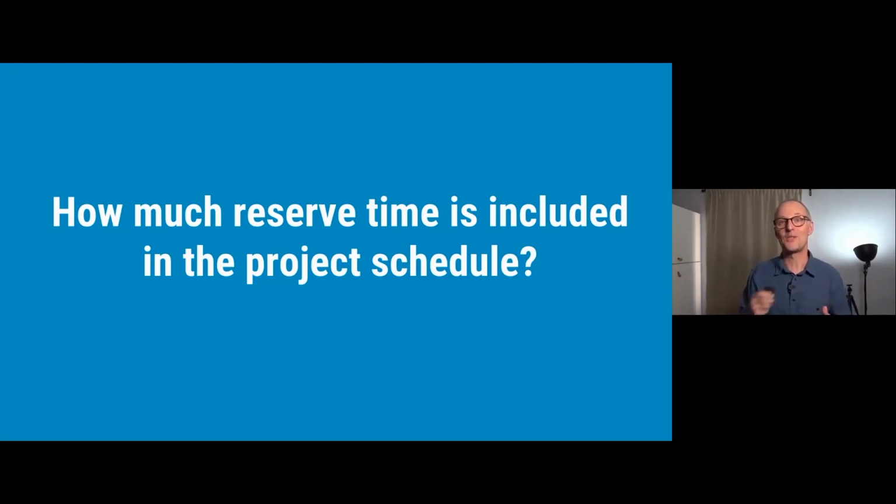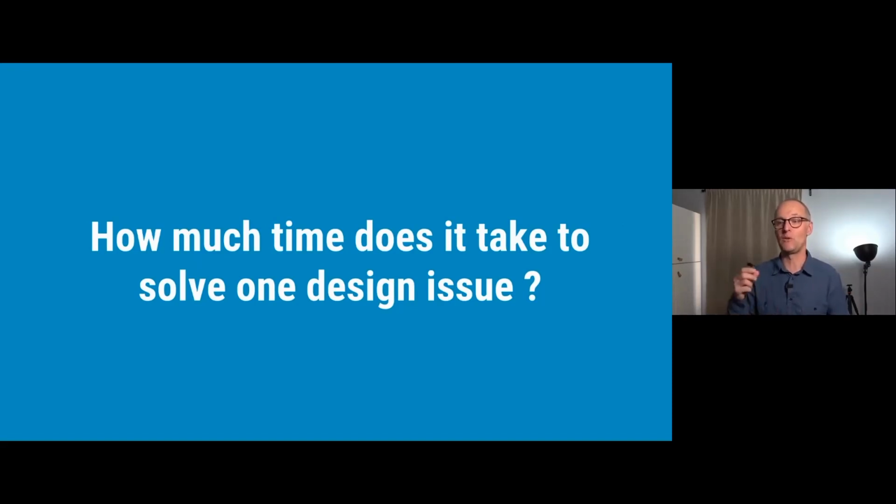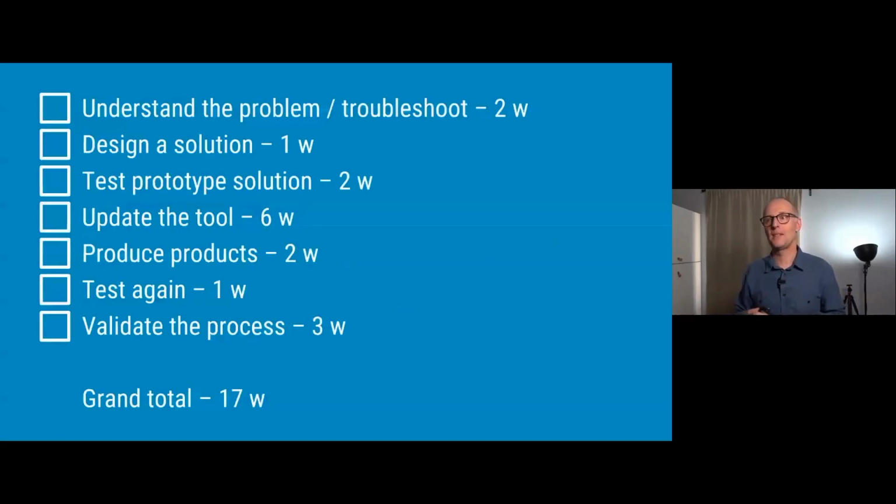And then the next question is, how much time does it take to solve one design issue? Let's say we have a medical device with an injection molded part in it, and we find out quite late that something's wrong, something's not working. So we spend maybe 2 weeks to understand the problem. We design a solution, which takes another week. We test it in a prototype, and it can take some time to get the manufacturing of the prototype, so we spend another 2 weeks. We update the tool, which could take 6 weeks. You produce new products, 2 weeks. You test again, 1 week. And then you validate the process, and that's 3 weeks.